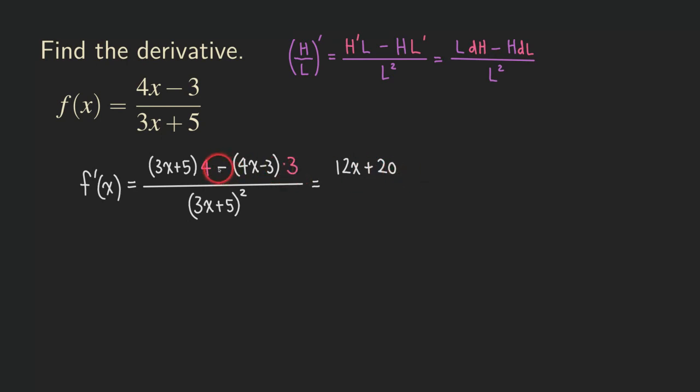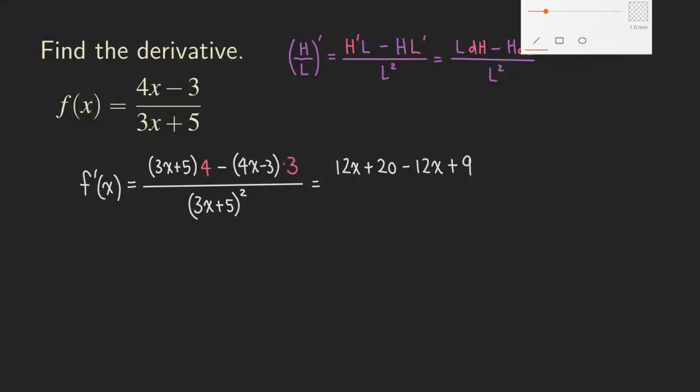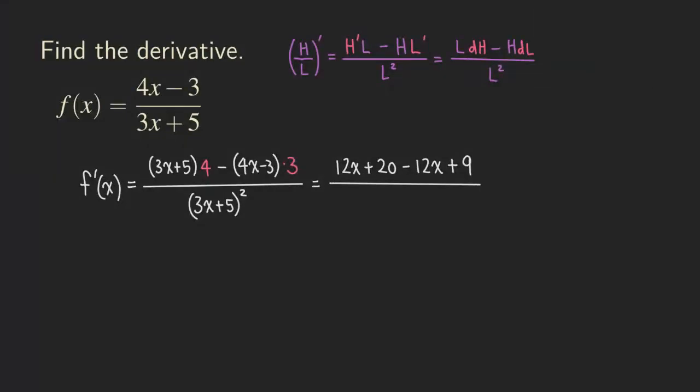So we are going to be getting negative 3 times the 4x, which will give us negative 12x. And then we have negative 3 times 3, which is positive 9. Okay. And then it's actually unnecessary to expand the bottom, so we can just leave it as a square. So we just leave that, just copy from the previous step.